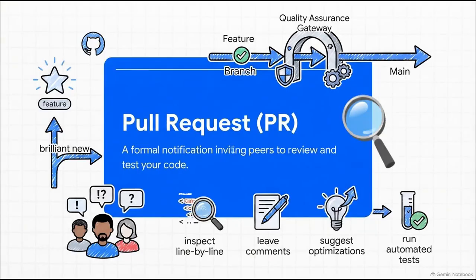When your brilliant new feature is finally complete, you push that isolated branch up to GitHub, but you don't just force it into the main project yourself. Instead, you open what's called a pull request, or a PR. A pull request is basically a formal notification inviting your senior developers and peers to review your work. They're going to inspect your code line by line, leave comments, suggest optimizations, and run automated tests. It acts as the ultimate quality assurance gateway before your feature is allowed to cleanly merge into the stable mainline.